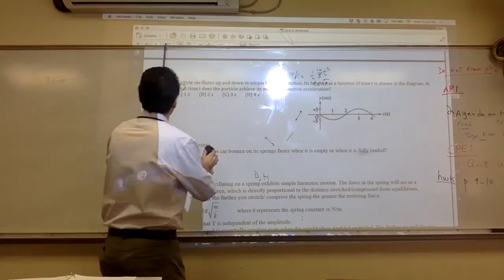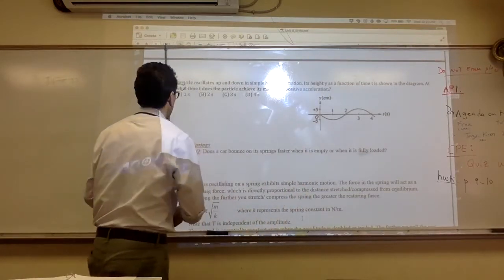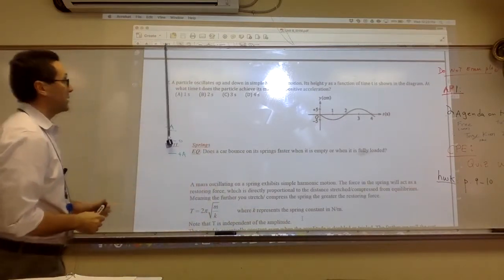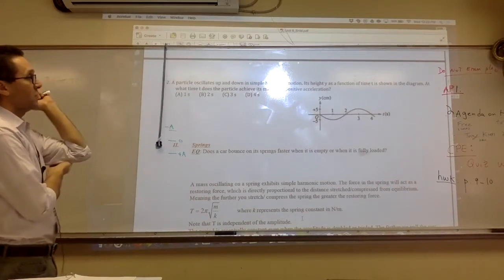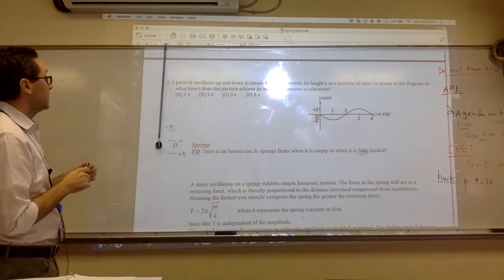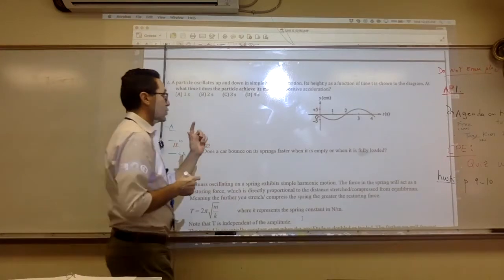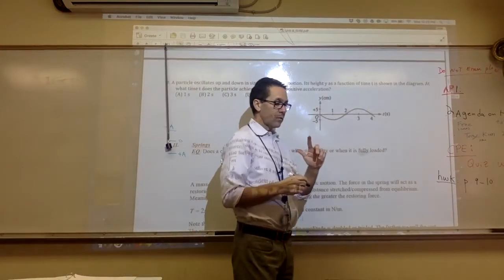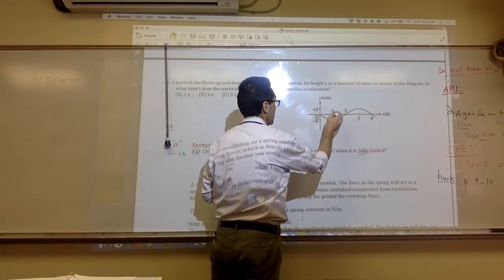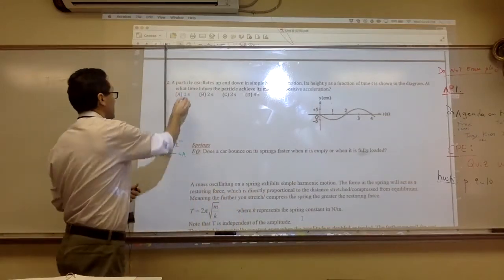Number 2. A particle oscillates up and down in simple harmonic motion. Its height, so basically its position as a function of time, is shown in the diagram. At what time t does the particle achieve its maximum positive acceleration? So you're going to get maximum positive acceleration when your displacement is maximum and negative. So that happens here. So the maximum positive acceleration will happen at 1 second. So that's your answer.